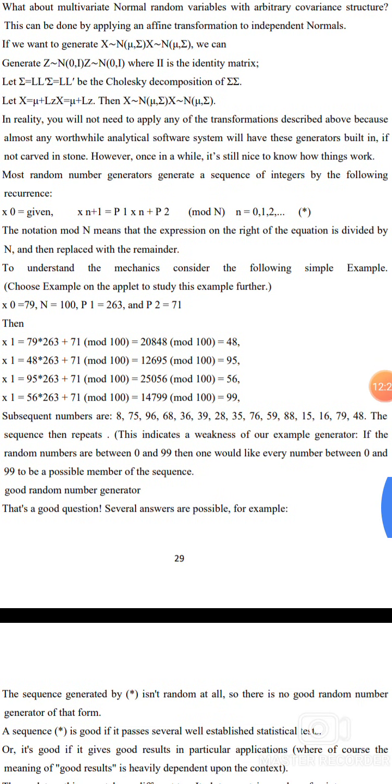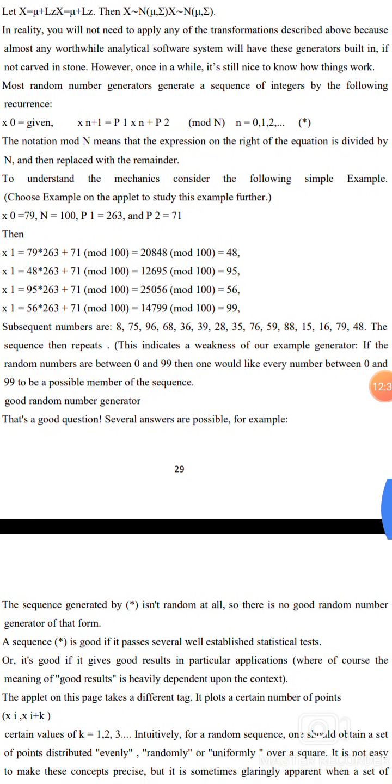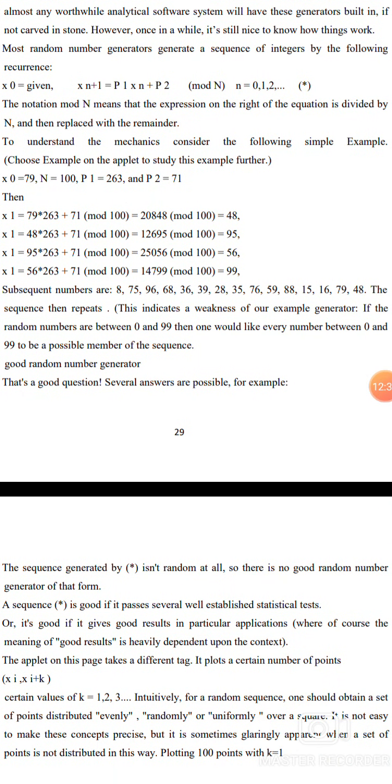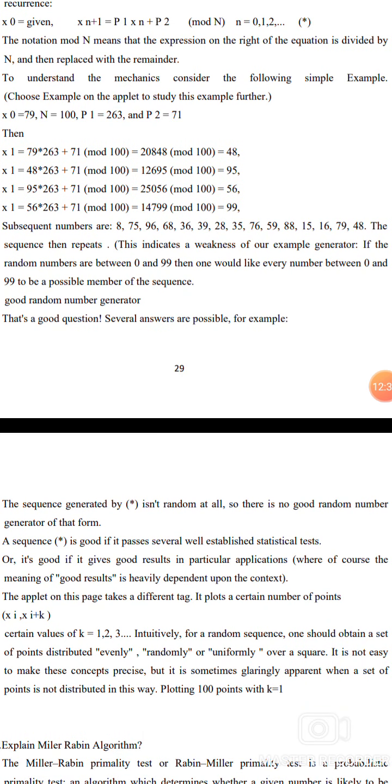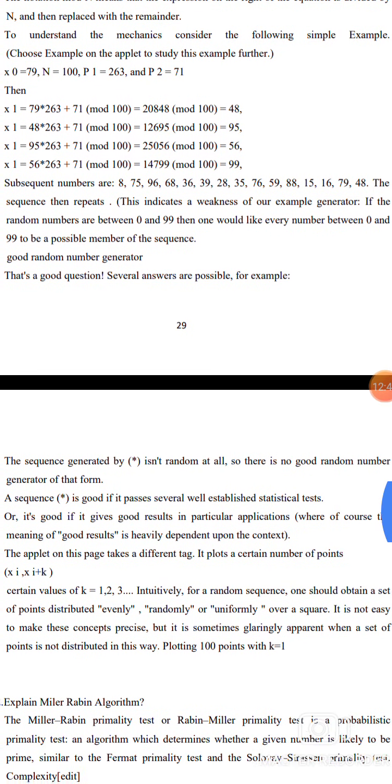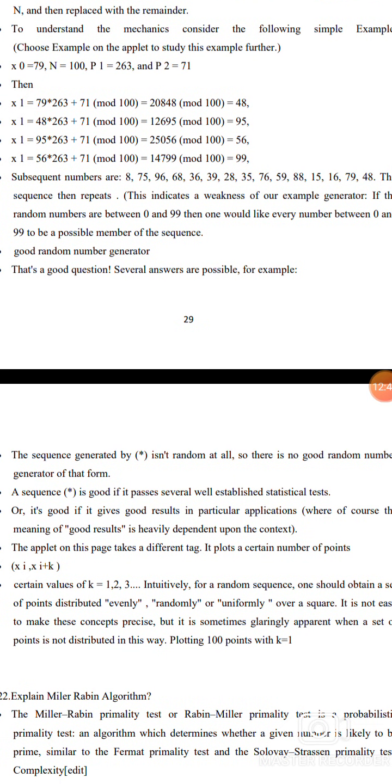Then the example of this random number generator: x1 = (79 × 263 + 71) mod 100 = 20,848 mod 100 = 48. The same example using different logic.